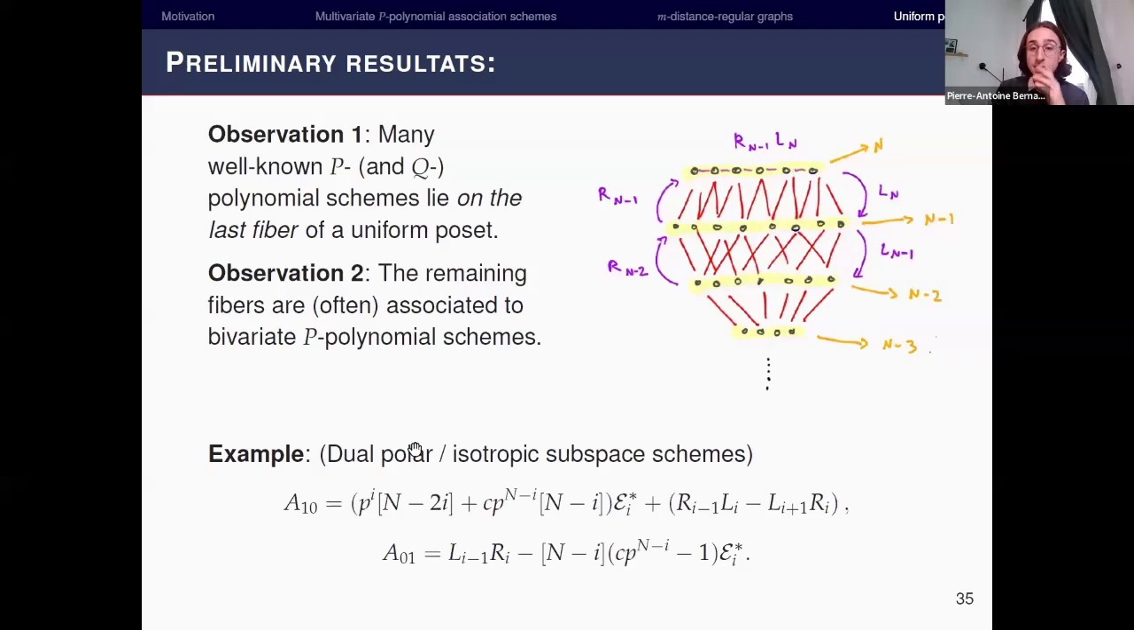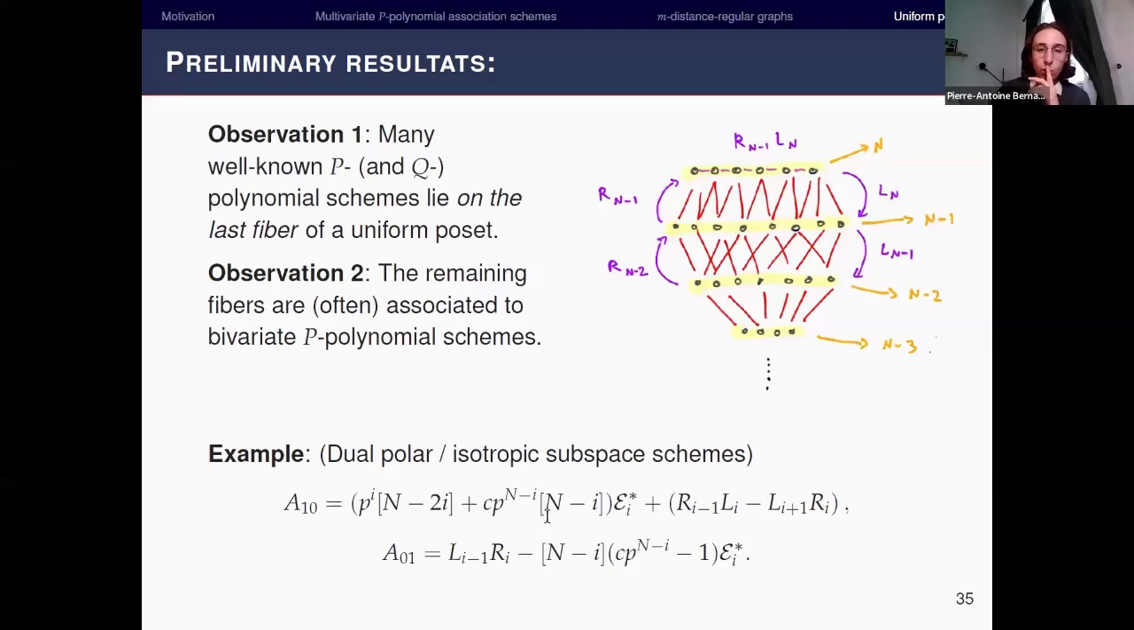And so this gives you the adjacency algebra associated to the incidence algebra restricted to one fiber, which has two generators, which give you the two generators of your bivariate P-polynomial scheme. Again, this is still something we're working on. The details are not all exactly clear right now, but it's an observation that we find very interesting and that we will continue working on in the future.